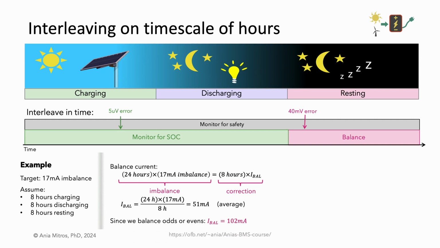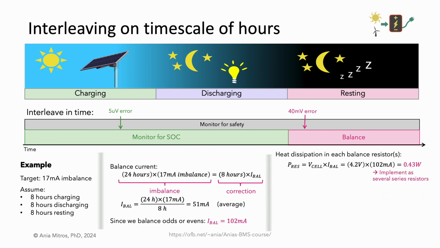Since many designs cannot balance adjacent channels, we will alternately balance odds or evens. In other words, the instantaneous current is doubled, since any given channel is balancing only half the time. We can calculate the heat dissipated in each balancing resistor. 0.43 watts is a bit much for a single component, so we'll need to implement each balance resistor as several series resistors. The PCB will dissipate 2.6 watts, which is high enough that some thermomechanical design is probably needed.